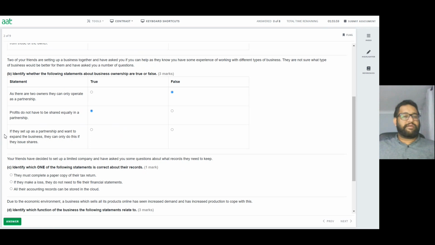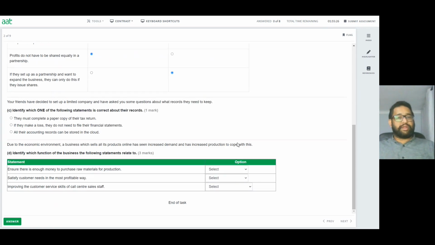The last one: if they set up as a partnership and want to expand the business, they can only do this if they issue shares. They do not issue shares as a partnership. For a limited company, it will issue shares if they want investment from new investors or shareholders within the business. For a partnership, they don't have to issue shares. So the answer is going to be incorrect.